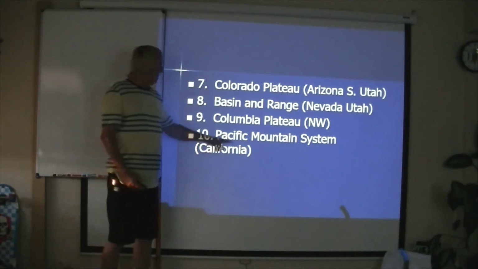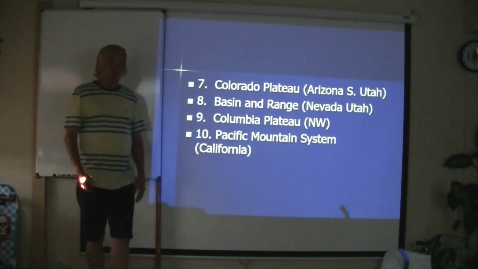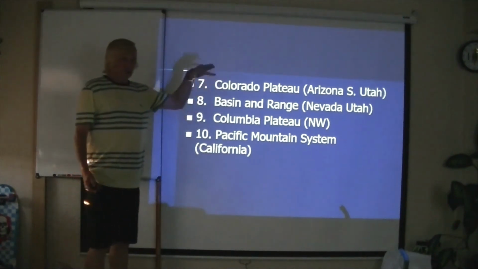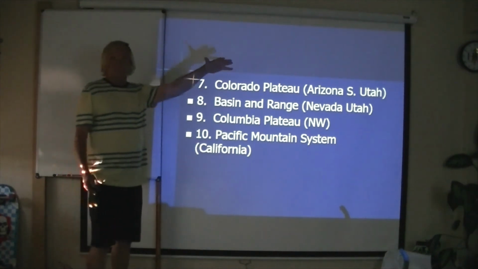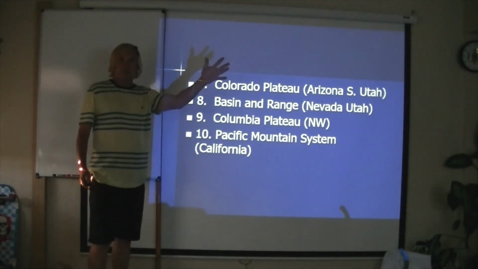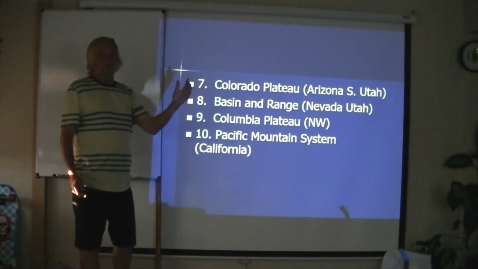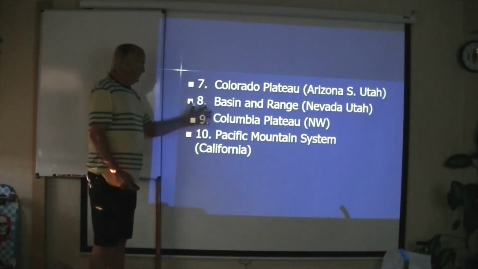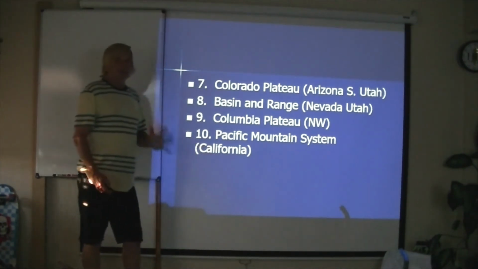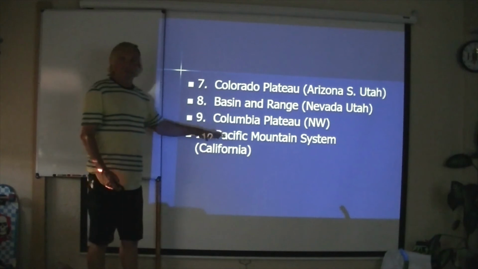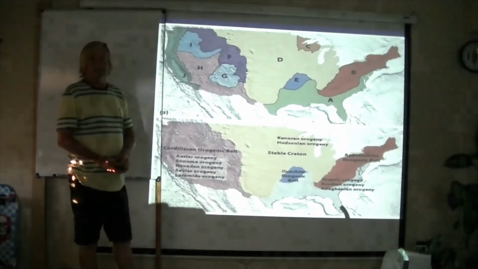And then the Pacific Mountain System. The author of your book, Charles Fletcher, grouped Canada along the western edge, all of Washington, all of Oregon, and California as the Pacific Mountain System. And yes and no, it should really be subdivided a little bit more. We'll talk about that in the next video.